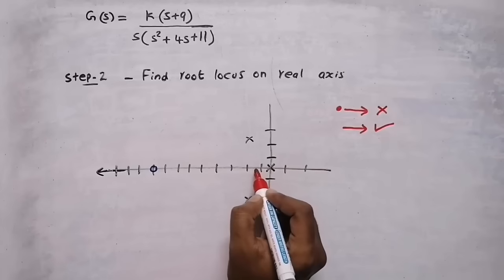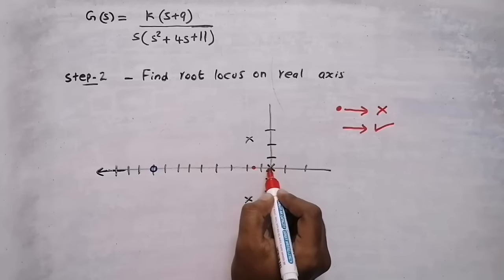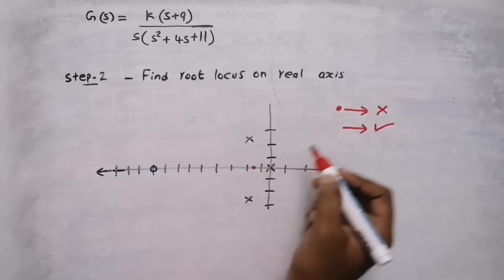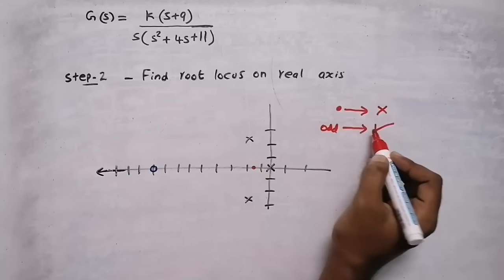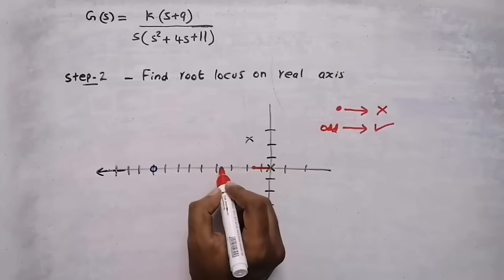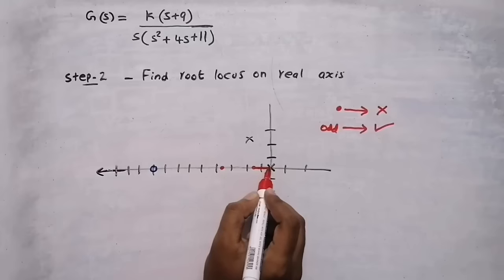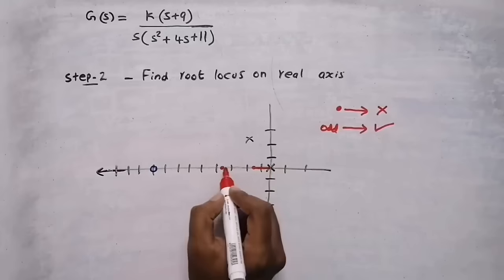Suppose I am going to place my test point here. Then on the right hand side, there is only one pole. One means odd. If there is odd number, odd means root locus existing. So therefore, at this region, root locus will be existing. Now if I place my test point here, then on the right hand side of test point, there is only one pole. That means odd number. Therefore, my root locus will be existing.